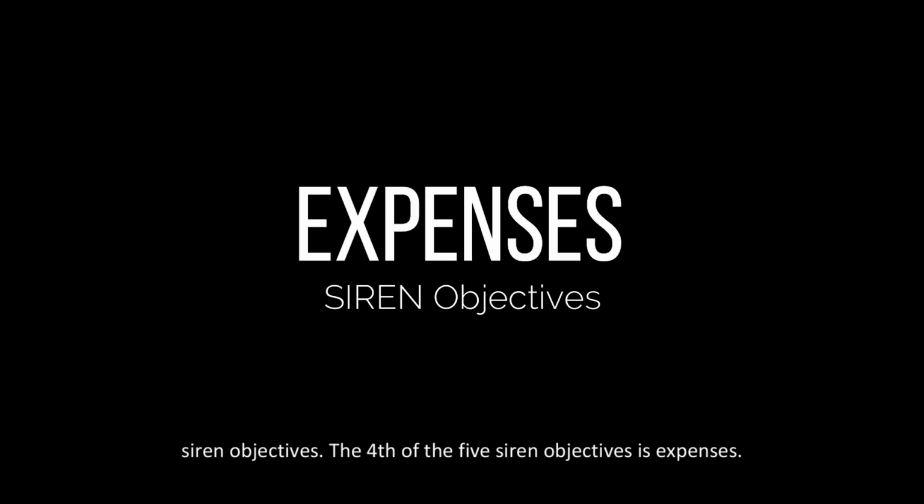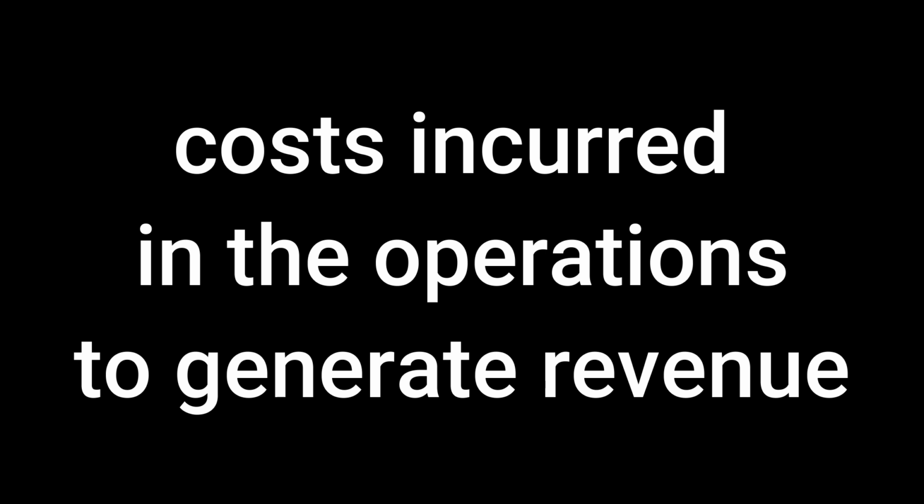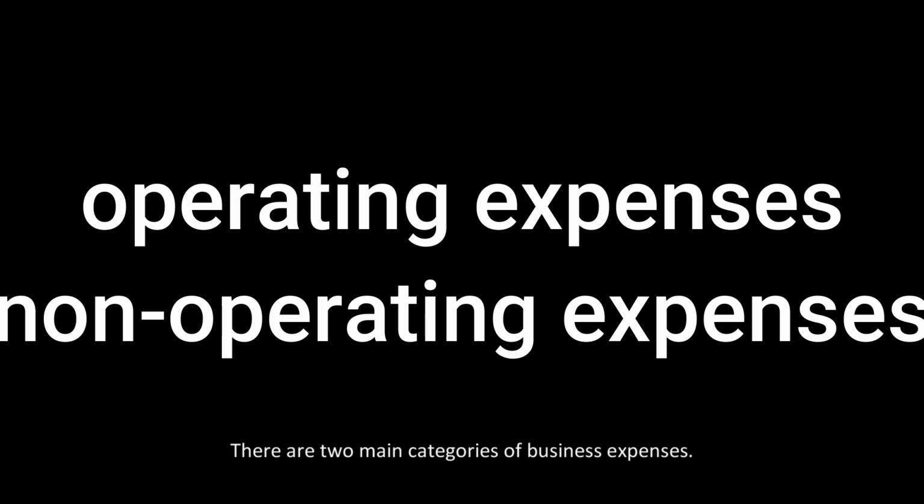The fourth of the 5 SIREN objectives is expenses. Expenses are the costs of operations that a company incurs to generate revenue. As the popular saying goes, it costs money to make money. There are two main categories of business expenses in accounting: operating expenses and non-operating expenses.